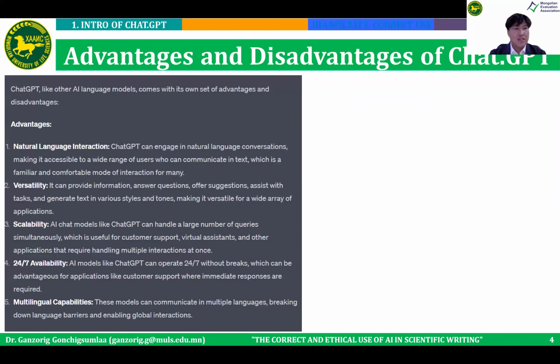So advantages, it's natural language interaction, so any text it can understand, even in different languages, Mongolian language too, but mostly English is better, I think. And then it's a kind of communication like a person answering behind the computer. And there's a versatility advantage. It can provide information, answer questions, and offer suggestions. And this is like a live person.